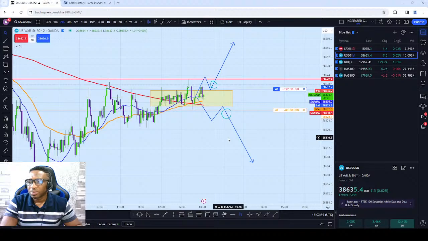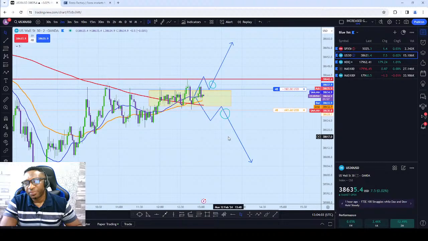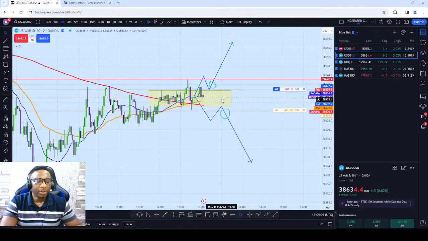Now it's past 1, so maybe when the US market opens, we'll see some crazy moves here. But let's see if before then you can have some moves either to the upside or downside, whichever way. You can take advantage of it.